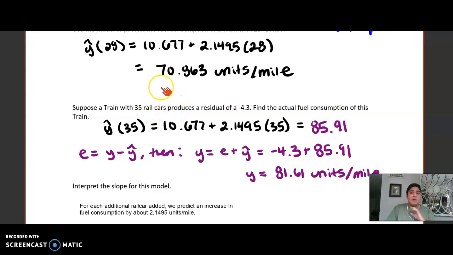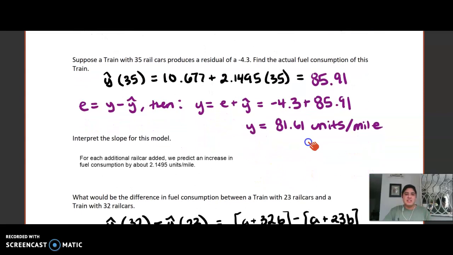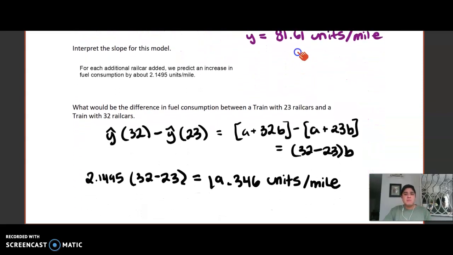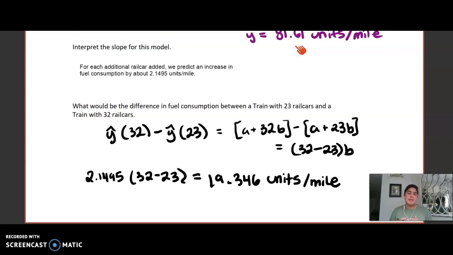Actually, here it's the more popular question these days of: here's the explanatory value, here's the value of e, your error, your residual, find the actual. Manipulating this equation gives us y equals the error plus the prediction, and do a little plug and chug, get our answer there.